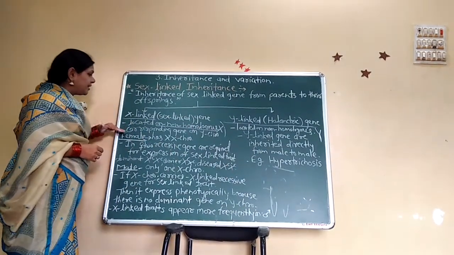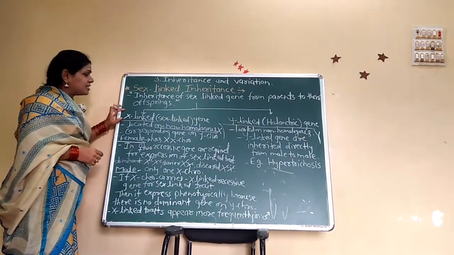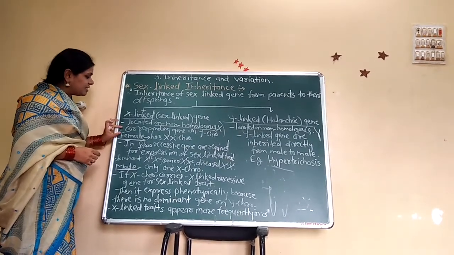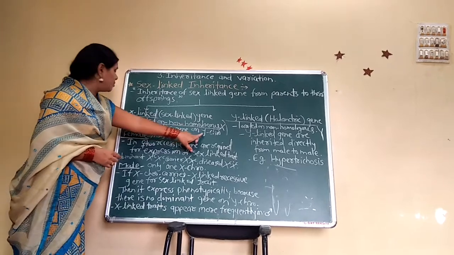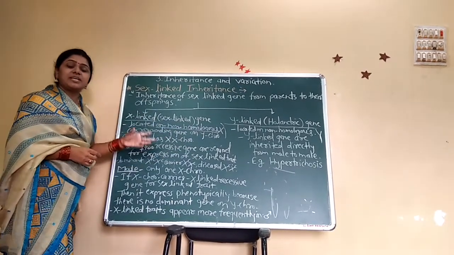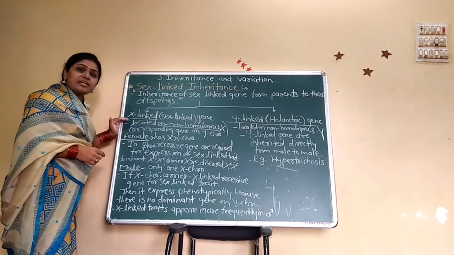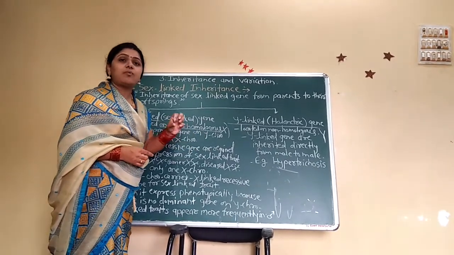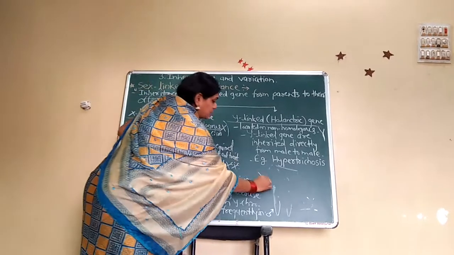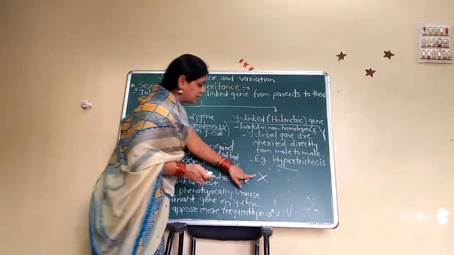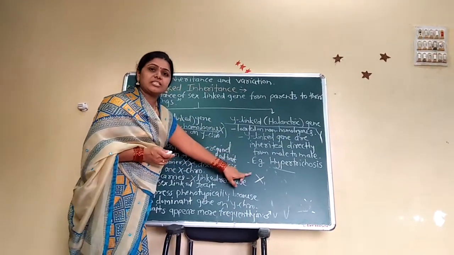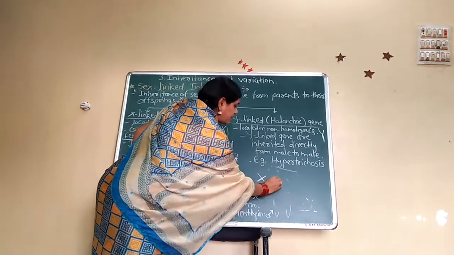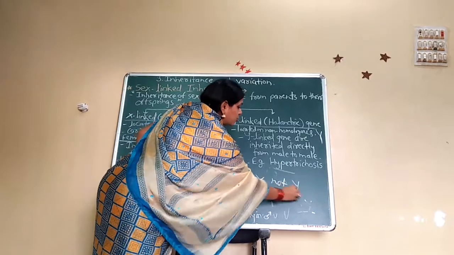These X-linked genes have no corresponding gene on the Y chromosome. For X-linked genes, the corresponding genes are not present on the Y chromosome. Those genes which are present on the non-homologous region of the X chromosome have no corresponding genes on the Y chromosome here.